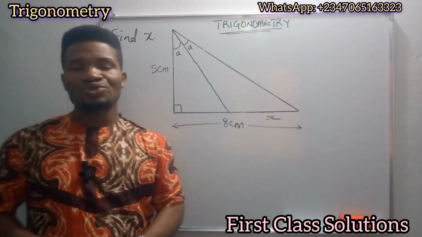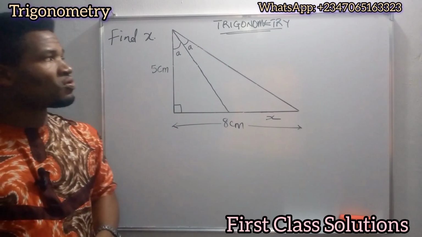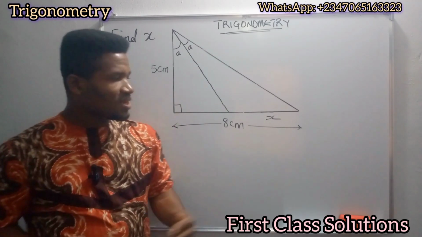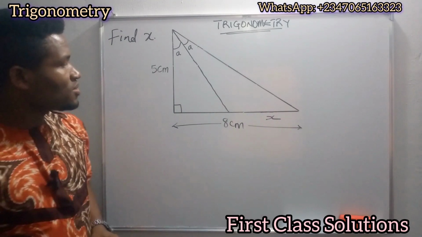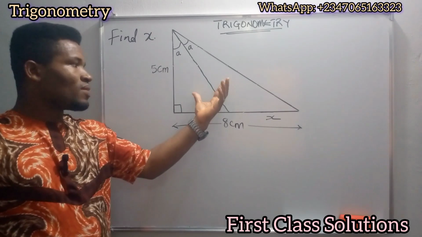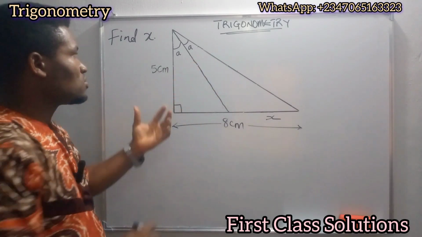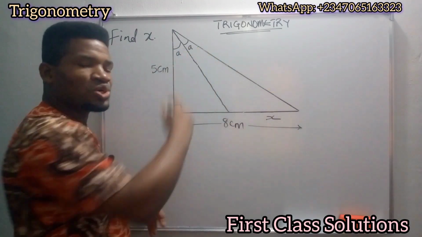Today we're providing solutions to this trigonometry problem we have on the board. This is a trigonometry problem from which we are asked to get the value of x. And to get the value of x, we need to understand that this is a problem of two different triangles which is combined to give us a bigger right angle triangle.